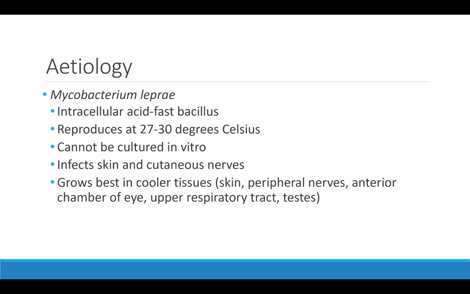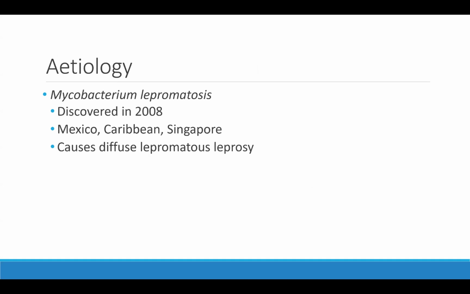Let's talk about etiology. Mycobacterium leprae is an intracellular acid-fast bacillus. It reproduces at cooler temperatures, 27 to 30 degrees Celsius, and cannot be cultured in vitro. It infects the skin and cutaneous nerves and grows best in cooler tissues such as the skin, peripheral nerves, anterior chamber of the eye, upper respiratory tract, and testes. Mycobacterium lepromatosis was discovered in 2008. It has been found in Mexico, the Caribbean, and in Singapore, and this causes diffuse leprosy.